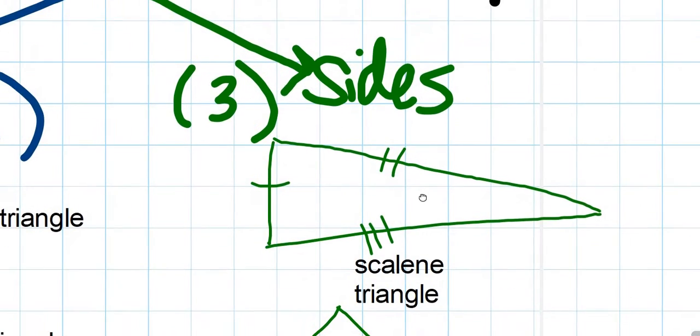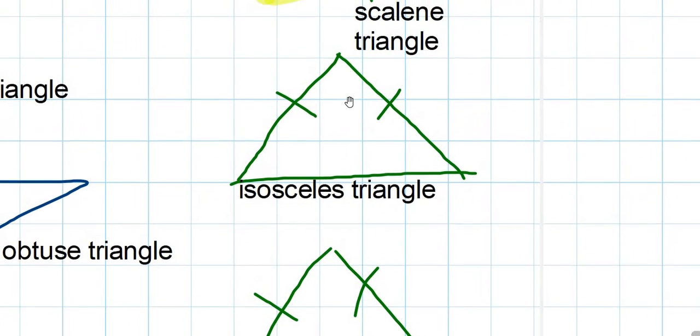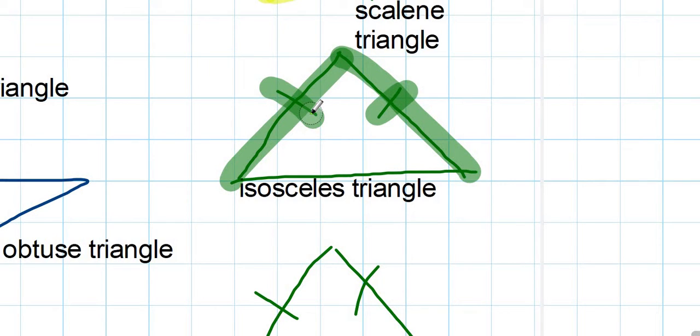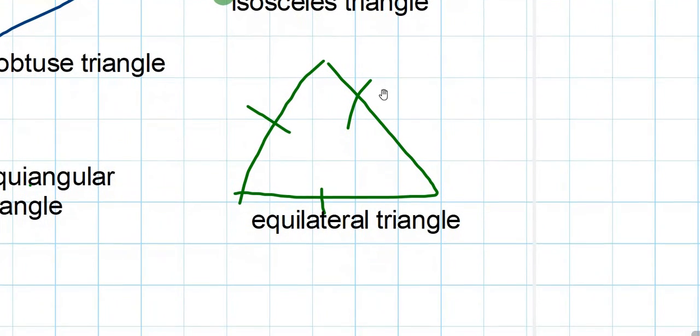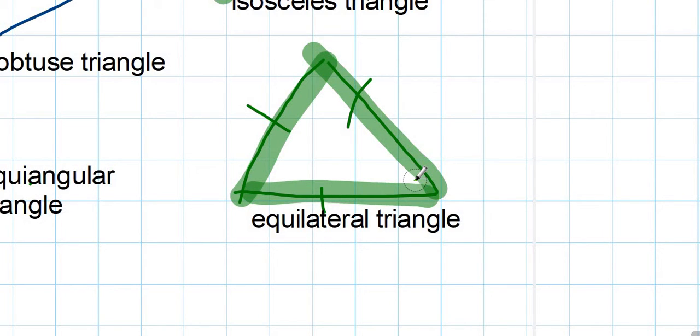Okay, classifying triangles by their sides. Scalene means none of the sides are of equal length. You have a shorter, a medium, and a longer side. None of them are equal. That's scalene. Notice the hatch marks don't match. Then you have isosceles. Isosceles is when you have 2 equal sides. Notice the little hatch marks, they mean that 2 sides are equal. Equilateral means all 3 sides are equal.